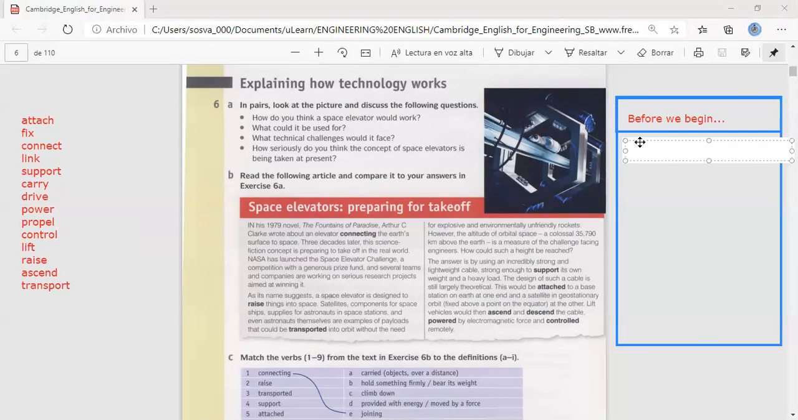So before we begin, let's talk about some terms that we also find during this part. Let me use the highlighters. A spaceship. What about a spaceship versus a space station? Do you know, is it different? It's different, no?